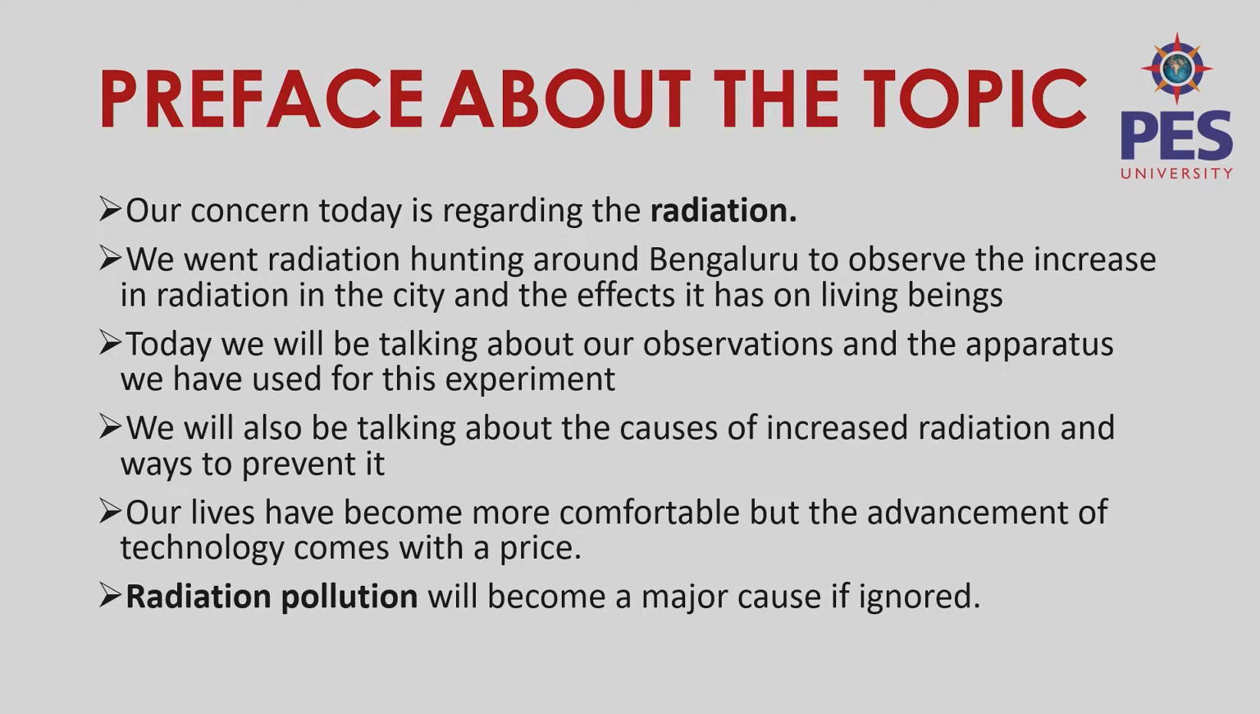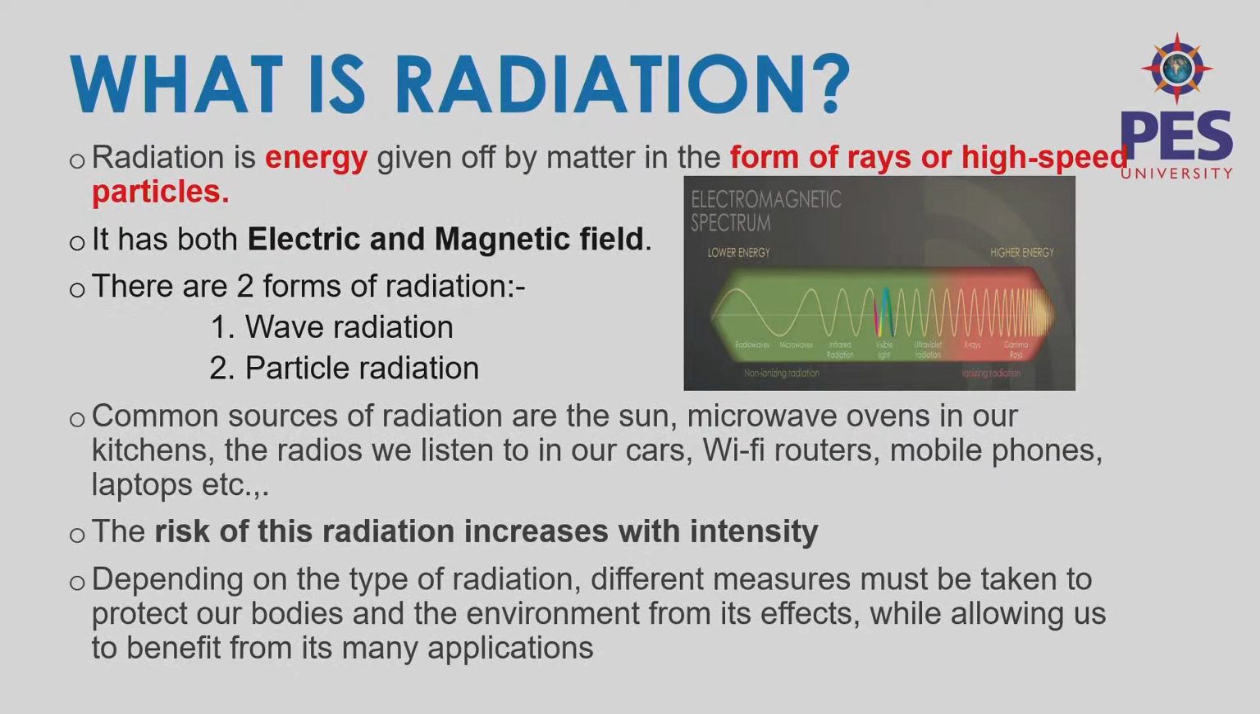Our lives have become much easier with the advancement of technology, but this doesn't come without a price. Radiation pollution is not something that we can ignore, or else it will become a big problem in the future. So what is radiation? Radiation is electromagnetic energy that originates from a source and travels at the speed of light. It has two forms, the wave form and the particulate form.